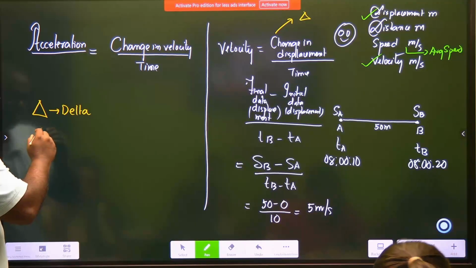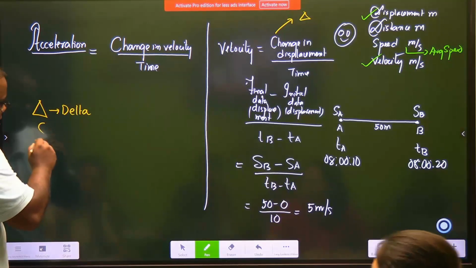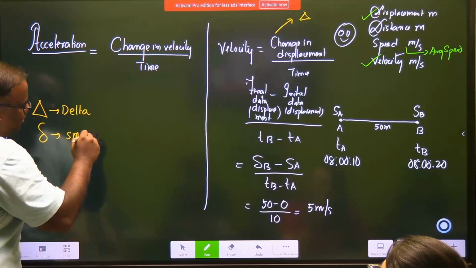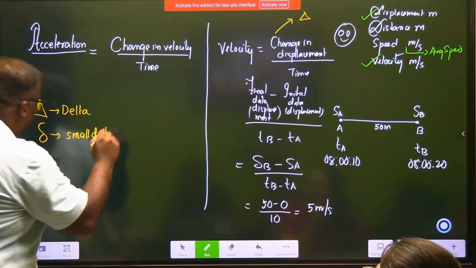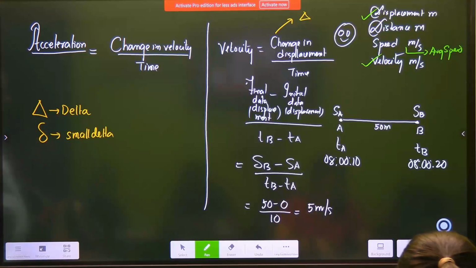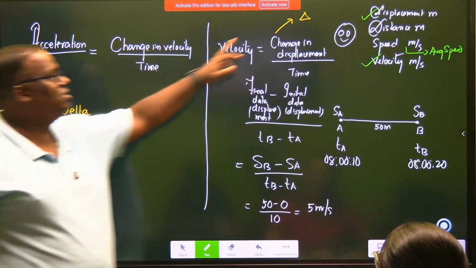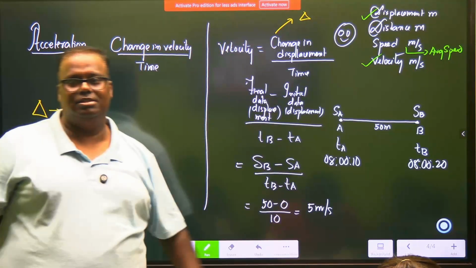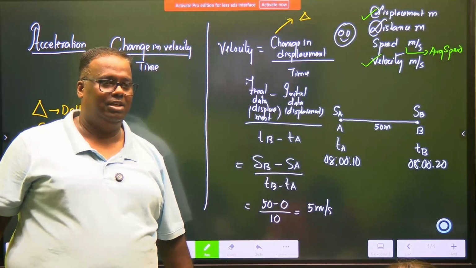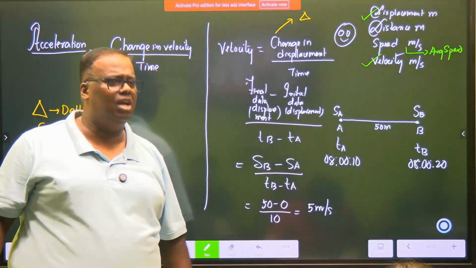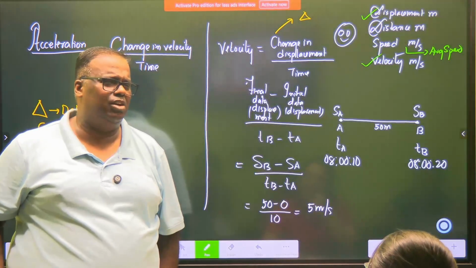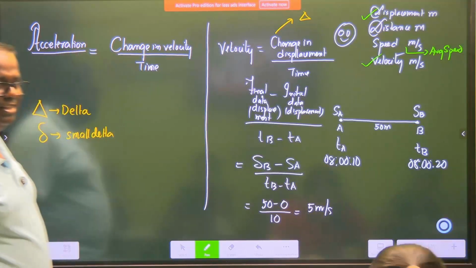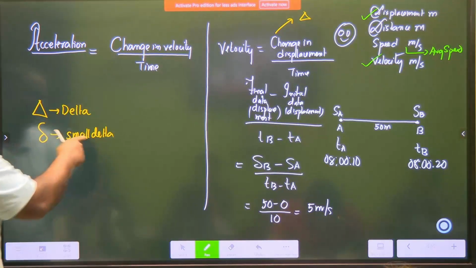Then this symbol stands for... This is small delta. Any change is represented by delta. I'll come to that. We say that the business has done quite good this year. How much has been the delta? Around 40 crores. That means 40 crores is the difference of profit over this year. You should learn this. This delta means small.